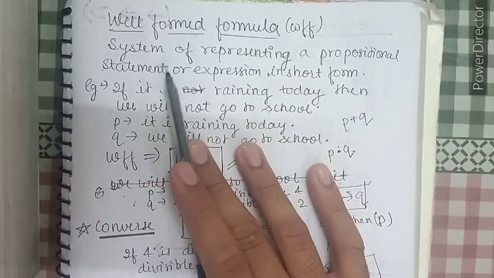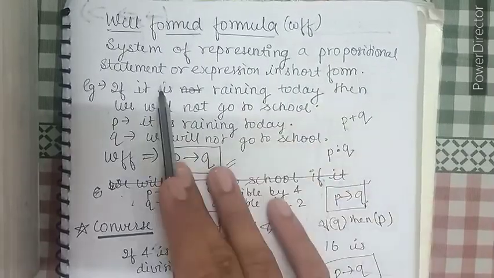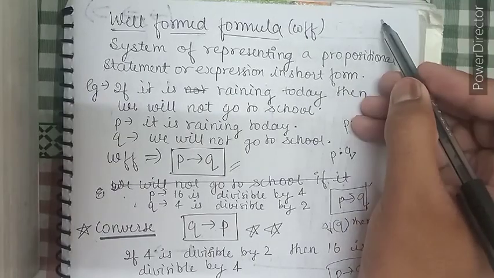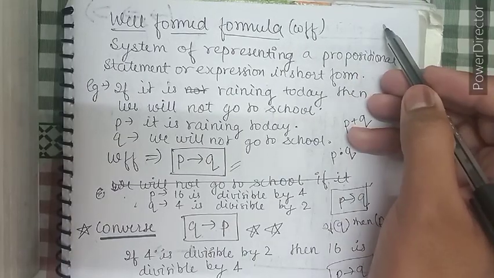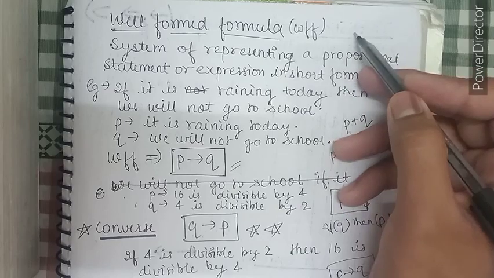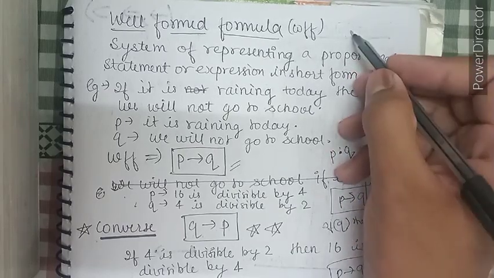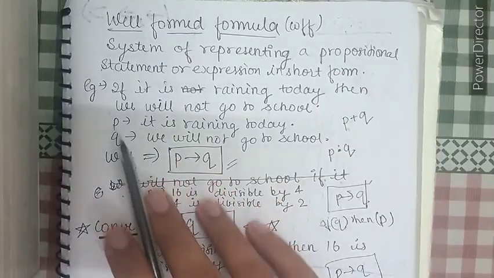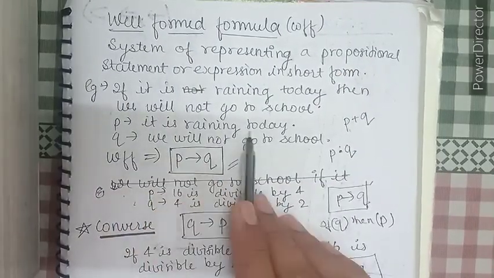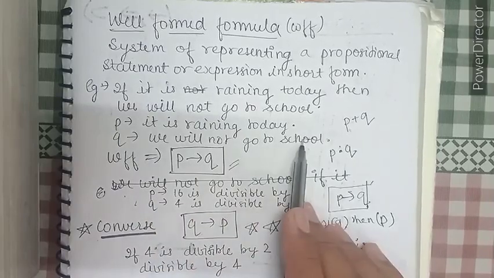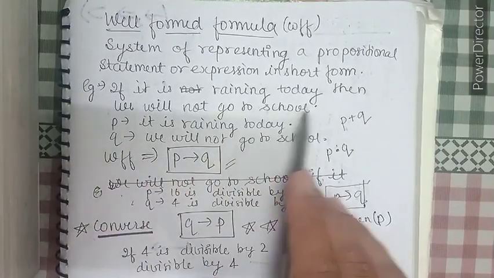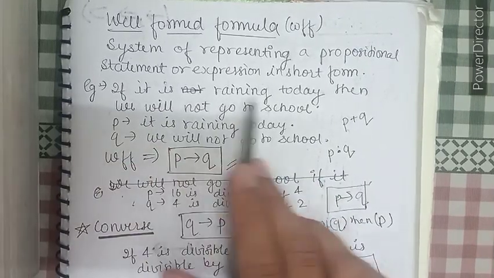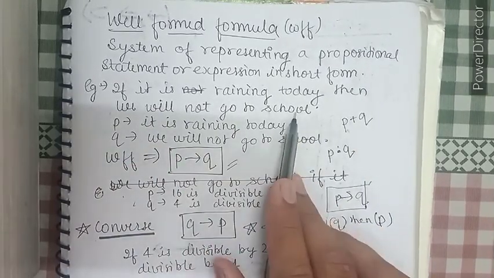We can define it as a system of representing a propositional statement or expression in short form. When a compound proposition or a simple proposition is given and we represent it by use of variables, it is known as a well-formed formula. For example, P and Q are two propositions: it is raining today, and we will not go to school. Here we form a compound proposition by using a connective: if it is raining today, then we will not go to school.